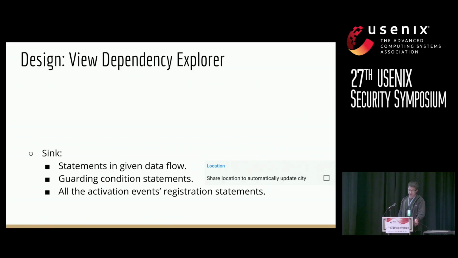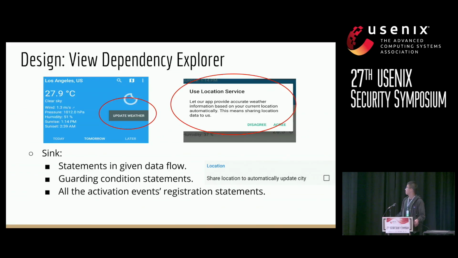And also, another case is that the flow's activation events could be registered on the view. Like in our motivating example, the update weather button and the dialog asking the user for location service belong to such cases. So we need to add all the activation event registration statements in the sink. After we get all the sources and sinks, we will run taint analysis. We use the FDS framework provided by FlowJoy.